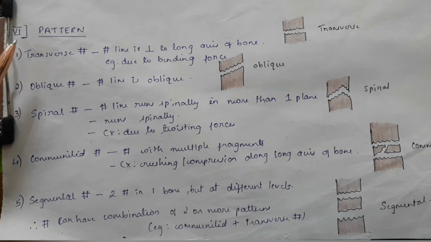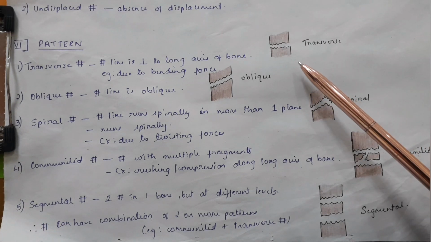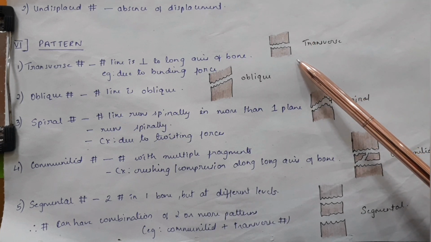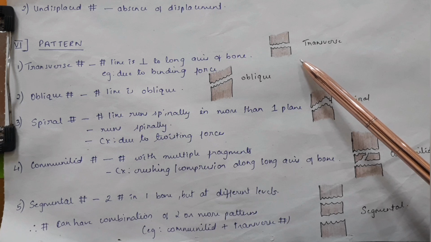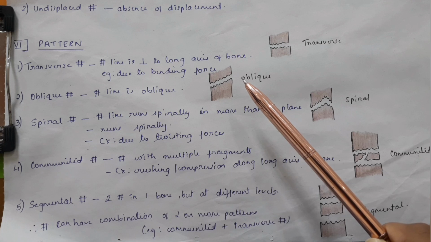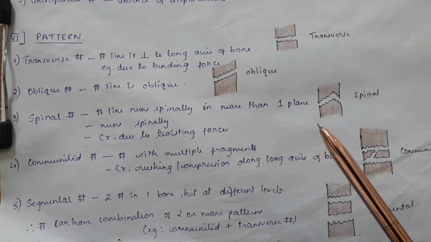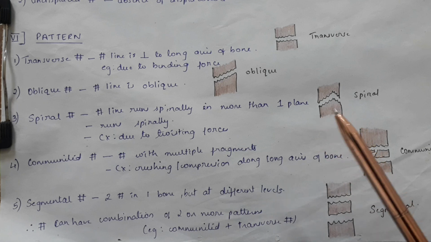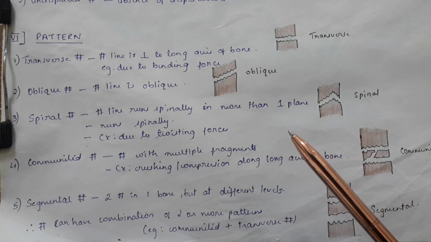The sixth one is based on the pattern of fracture. So we have transverse fracture, oblique fracture, spiral fracture, comminuted fracture, and segmental fracture. Transverse fracture is where the fracture line is perpendicular to the long axis of the bone, for example, due to bending force. Oblique fracture is where the fracture line is oblique. Spiral fracture is where the fracture line runs spirally in more than one plane. The cause is a twisting force.